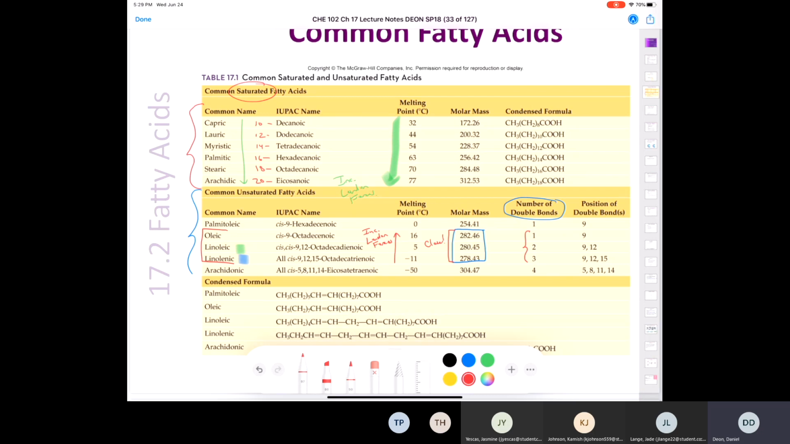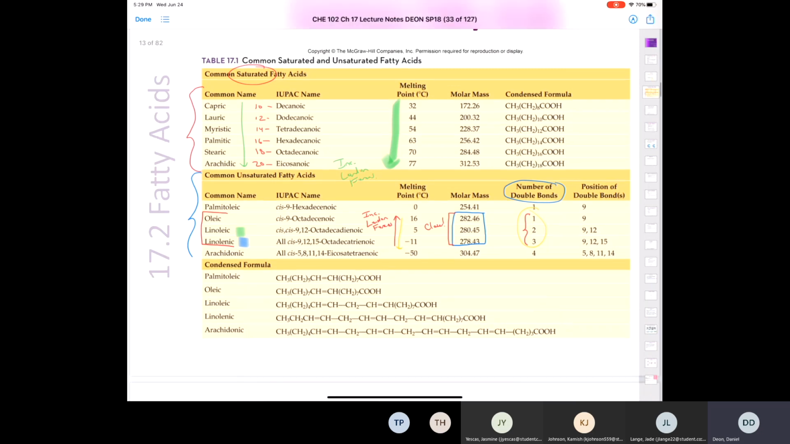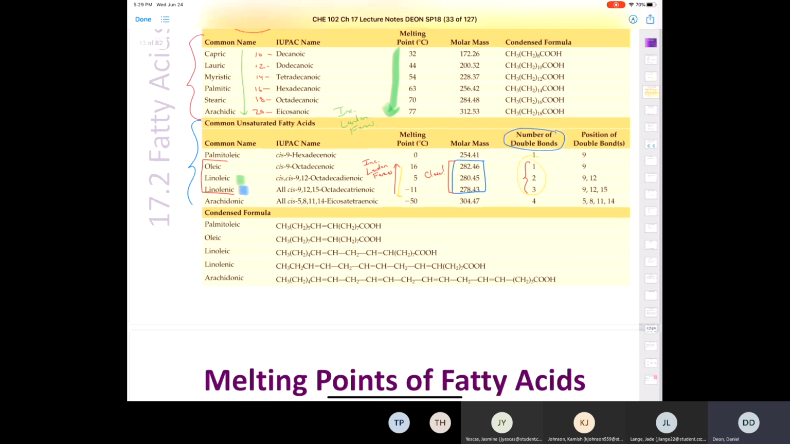So what's the conclusion from this section? The more double bonds we have, the lower the melting point is going to get, and it's because of decreased London forces. The last section just deals with some condensed formulas. You can take some time to look at that if you want, but I think the most effective way to draw fatty acids, whether they be saturated or unsaturated, is to use the bond line structure.